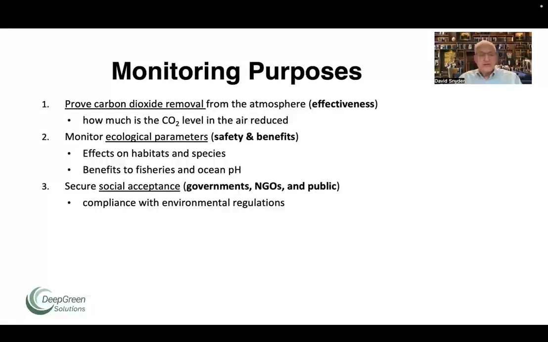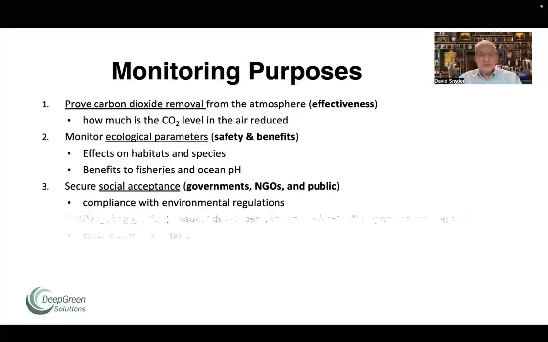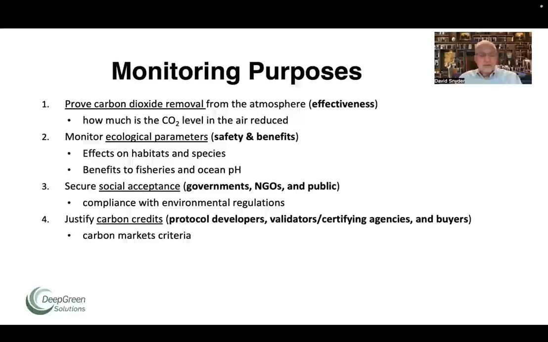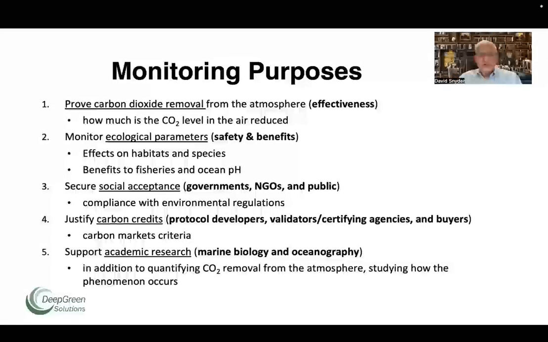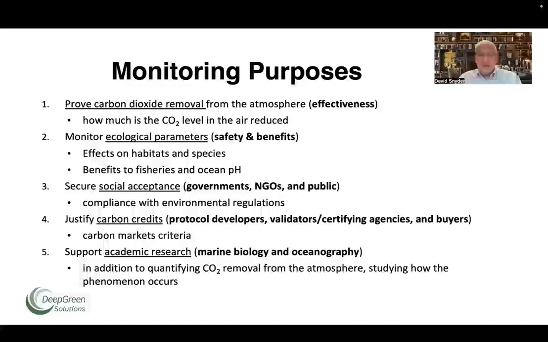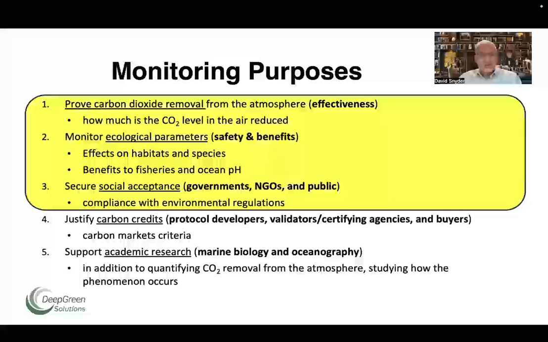We want to do this in a way that's socially acceptable, and we do this by complying with environmental regulations. There's also measurements that can be taken to earn carbon credits, but that's not part of our scope. We're not part of the carbon market. There's also academic research being done on how exactly dust and iron are used in the ocean and how the phytoplankton interact with other species, but that is not part of our scope again. We're focused on the first three.